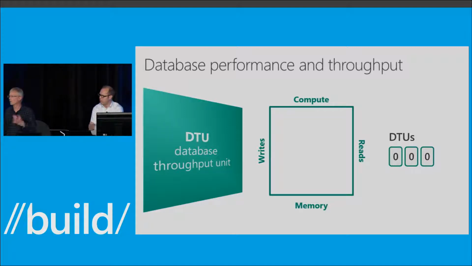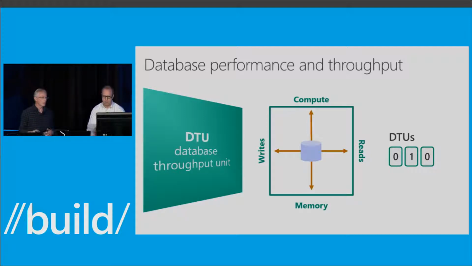This unit is a relative measure of performance on four dimensions: the amount of memory, the amount of write I/O, log I/O, the amount of compute CPU power, and the amount of read I/O capacity that we offer. And it's a relative measure. We don't publish absolute numbers because we, as a platform provider, reserve the right to adjust the hardware, adjust the performance, and frankly, upgrade the specification of our service over time. What we publish is a relative measure to help you understand the relative performance of different levels in the service.